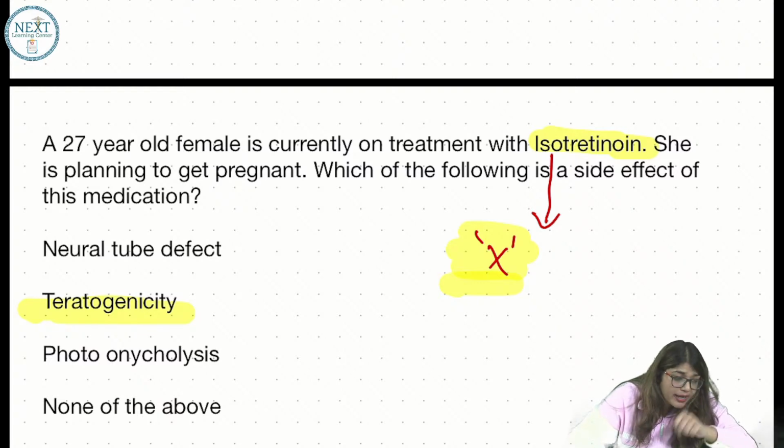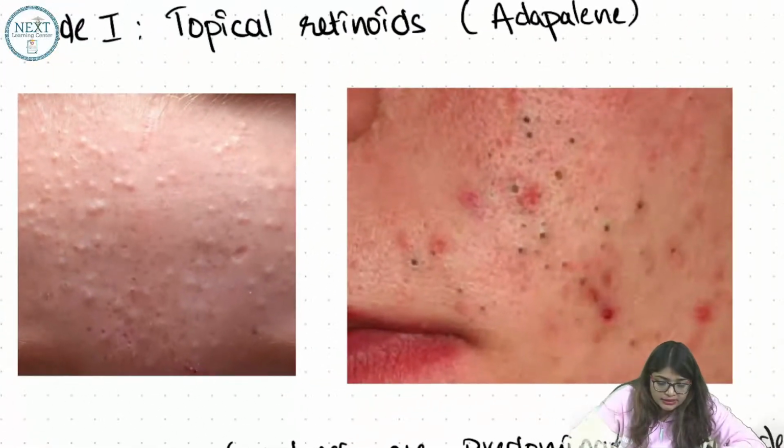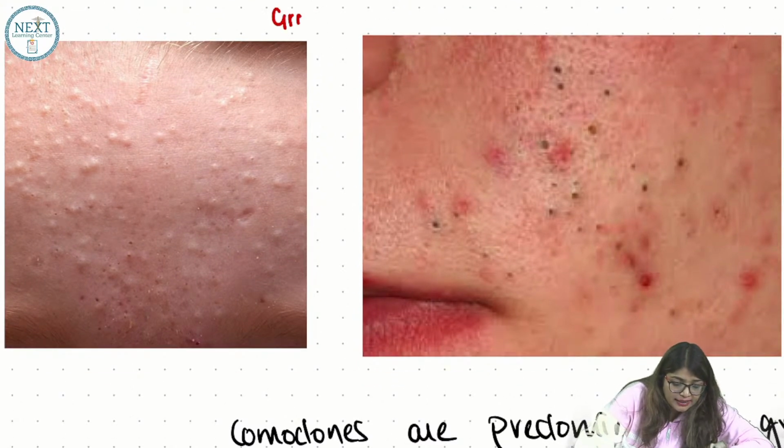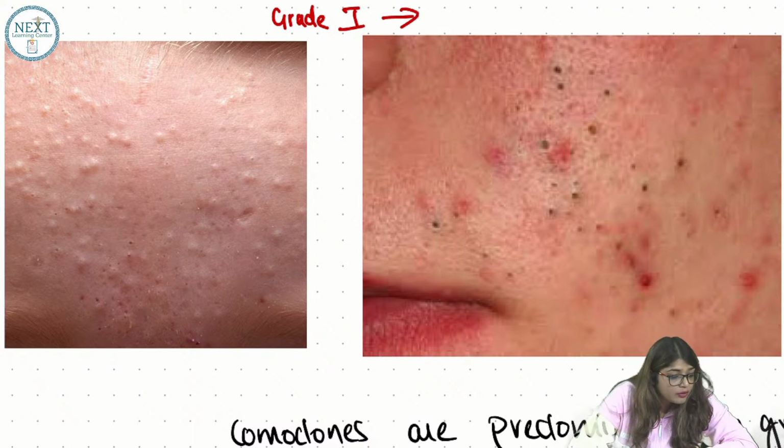Okay, what about your acne? You have 4 grades of acne. And let's revise. What is this one? You know this is grade 1 acne. And grade 1 acne has what kind of lesions? What kind of lesions do we have?